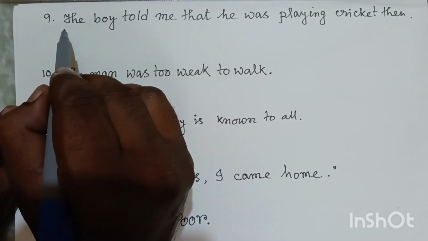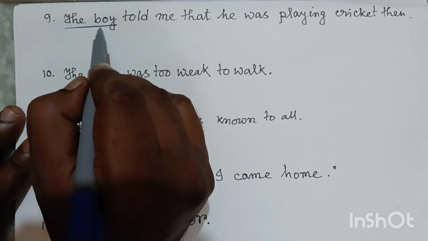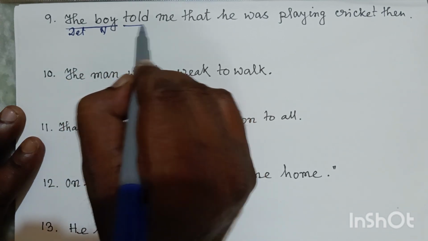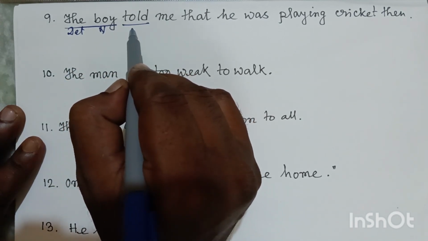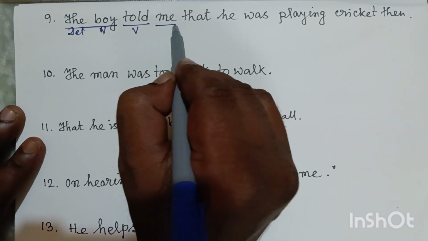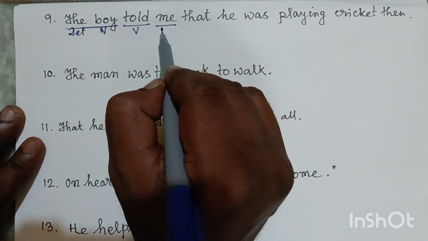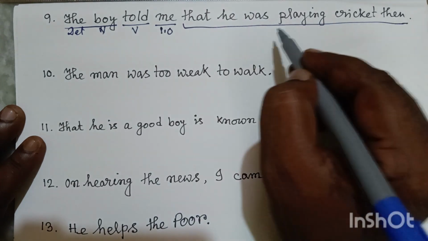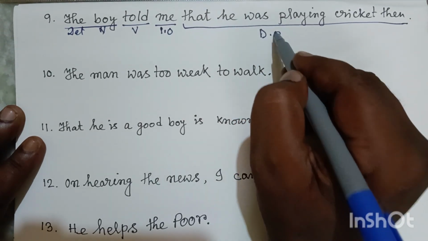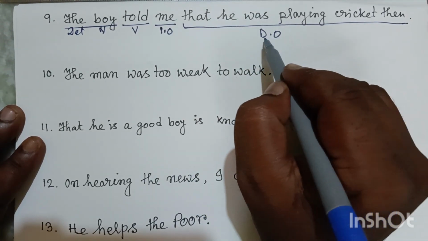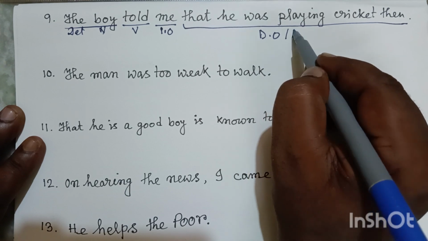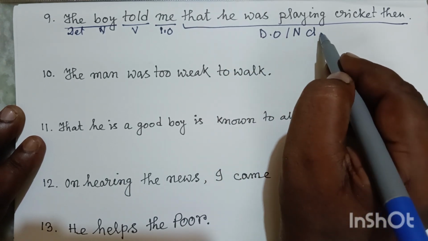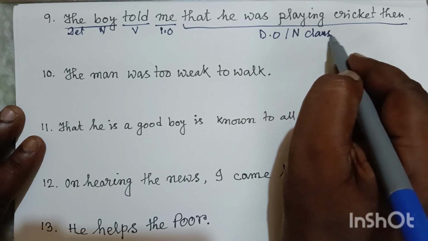Friends, now you can see here the boy. Boy is the noun and the is the determiner. Told is the verb here. Me is the object. Actually, it is the indirect object, and the entire clause is the direct object. As it is an object, obviously it's a noun, and it is a clause, so obviously it's a noun clause.